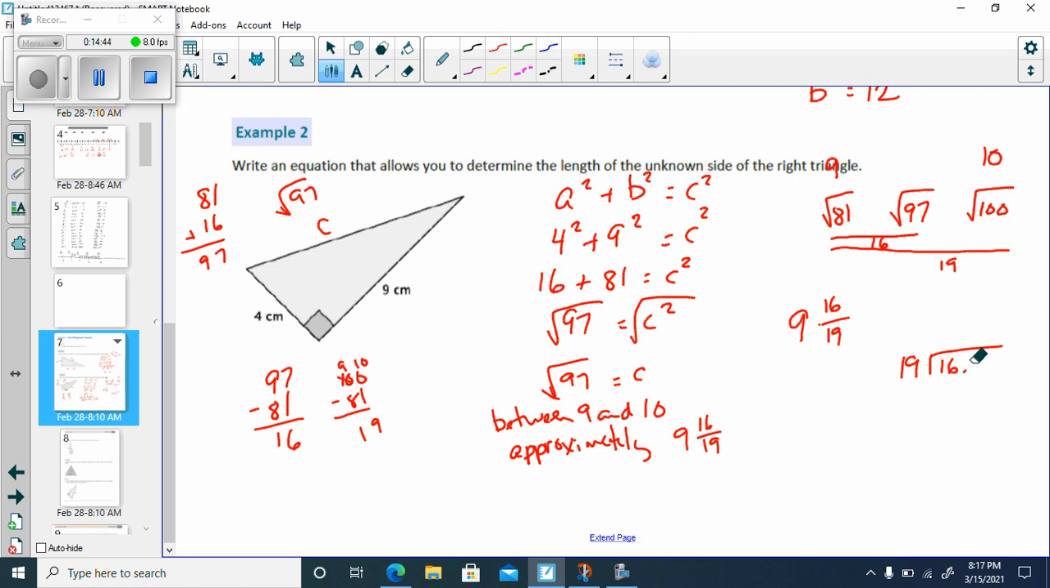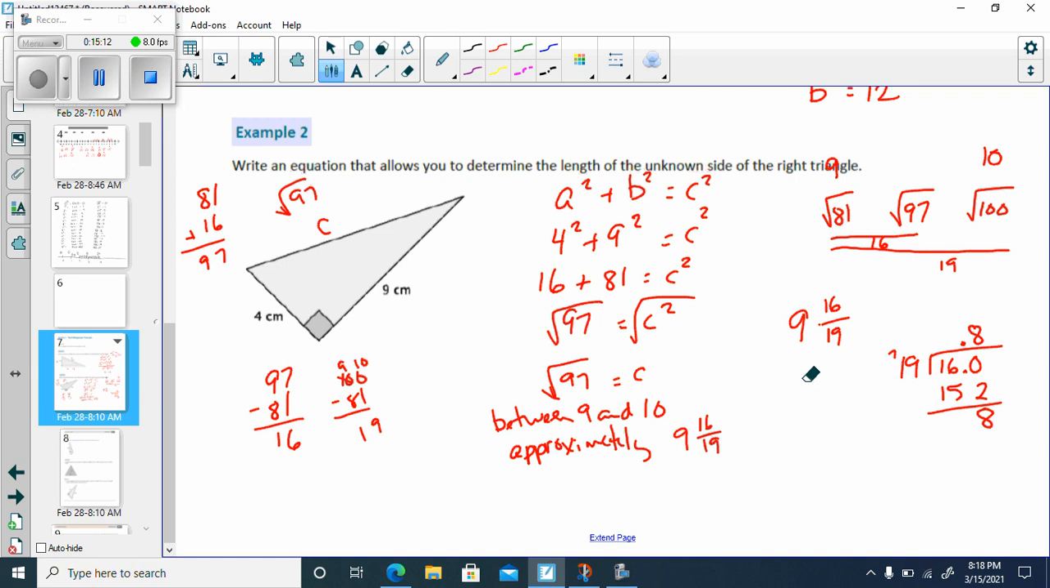19 can't go into 16, but if I put a decimal there, 19 can go into 160. In fact, let's round. About how many times would 20 go into 160? That'd be about 8 times. 9 times 8 is 72. 8 times 1 is 8 plus 7 is 15. That leaves me just 8 left over. So I can replace this 16/19 with 0.8.